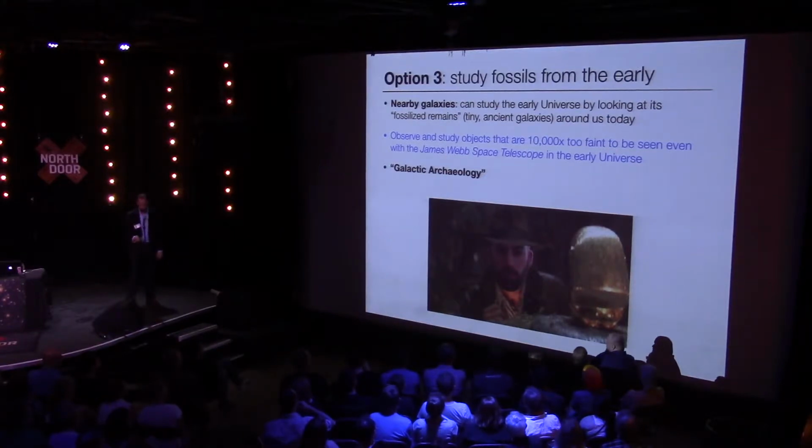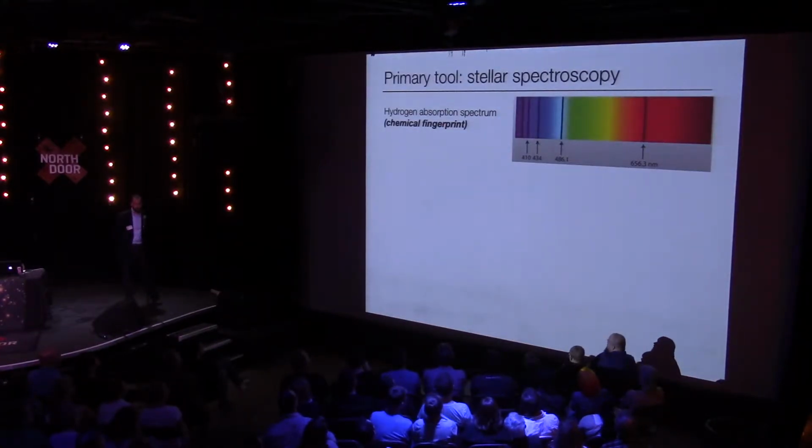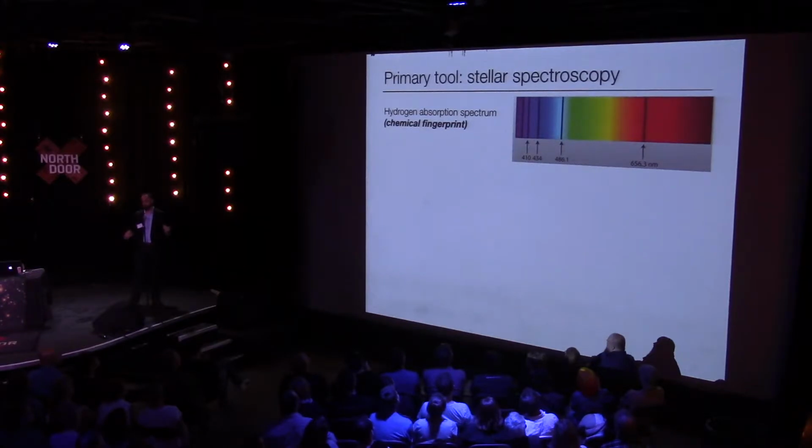I'm sorry. Okay, so how do we do this? How do we understand the very early universe by looking at very nearby stars? Well, the basic idea is to use what we'd call stellar spectroscopy.